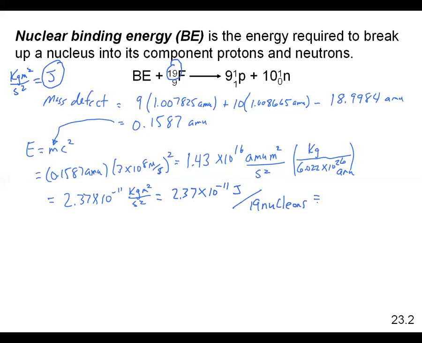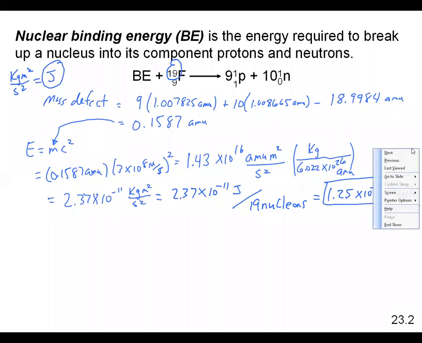And that would get us 1.25 to the minus 12 joules per nucleon as the binding energy in joules per nucleon. Any questions on that approach there using Einstein's equation, which again is sort of one way that you could do it.